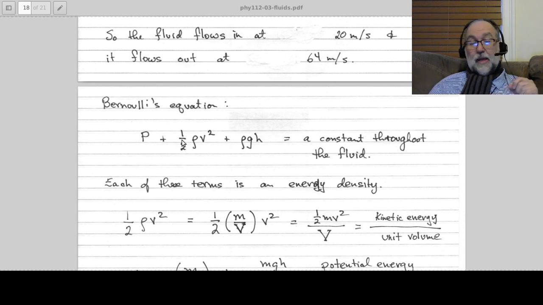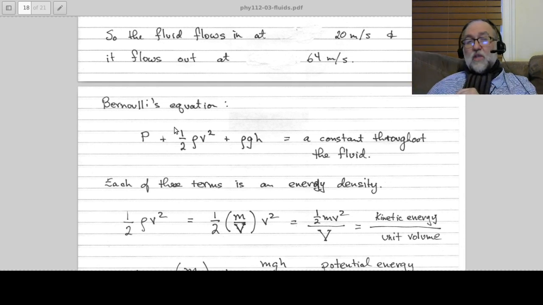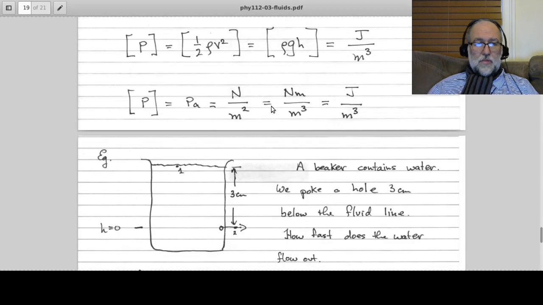Say it's, I'm just going to make up a number, 10 joules per meter cubed. So everywhere in the fluid, it's 10 joules per meter cubed. But at this part of the fluid, most of that energy might be in pressure. In this part of the fluid, where it's flowing, most of that energy might be in kinetic. And maybe in another part of the fluid, it's up higher than down here. Up here, it's mostly in gravitational potential energy. So the distribution between these three might be different, but the total is the same throughout the fluid. That's Bernoulli's principle. Okay, let's do some problems with it. We're going to do two problems.